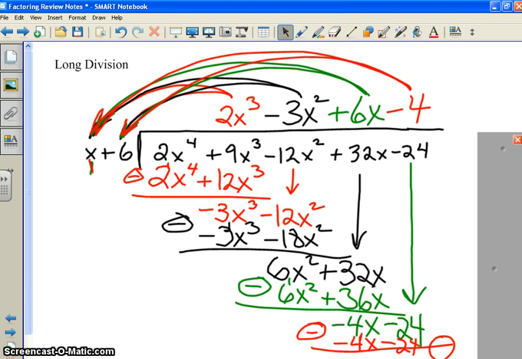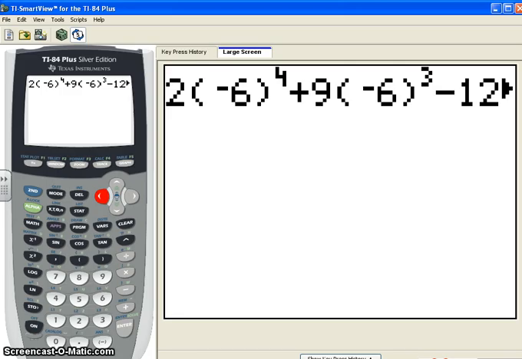So if I go on my calculator and plug in negative 6 for x in all of the places you see an x, I use parentheses around my negative numbers, I should get 0 as my answer. And there you go, it does check out.